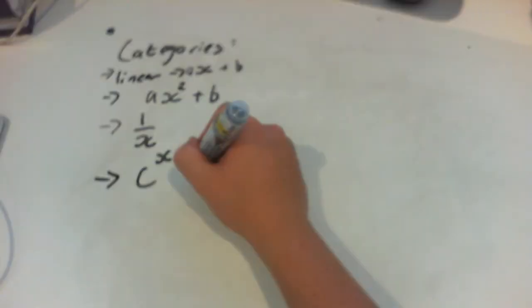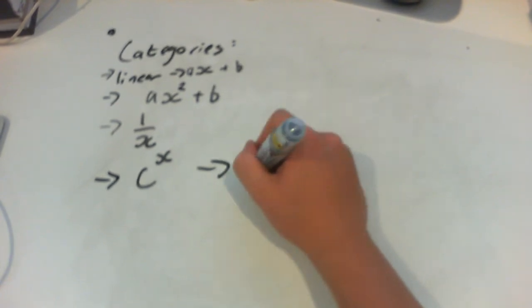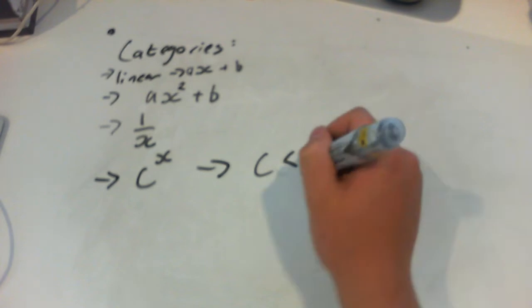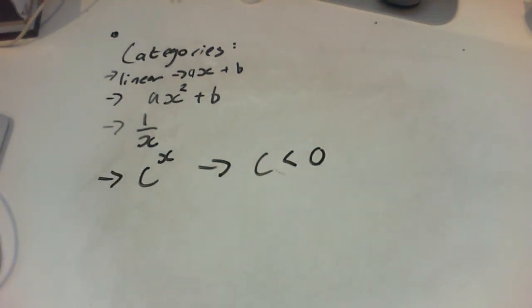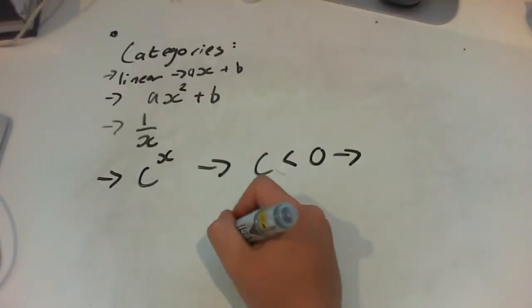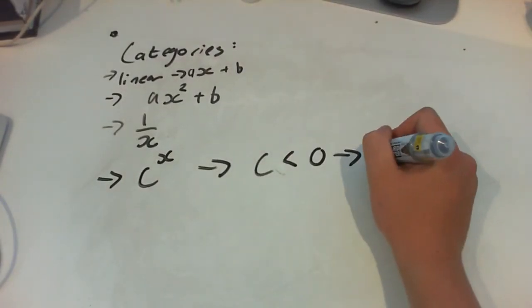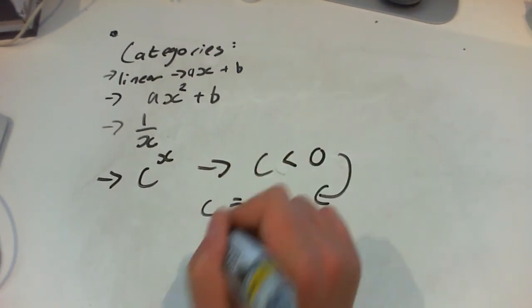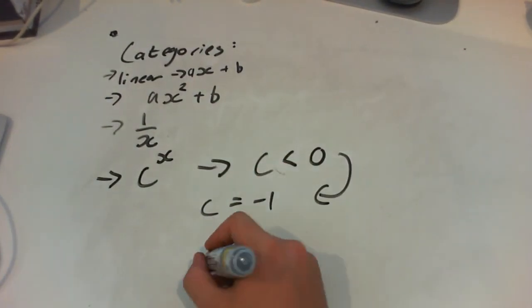We're asking what happens when c is negative. What happens when c is equal to a negative number? So it's when c is less than 0. We're asking what happens then. Well, if we look at it, let's say c is equal to negative 1. What we get is negative 1 to the power of anything.